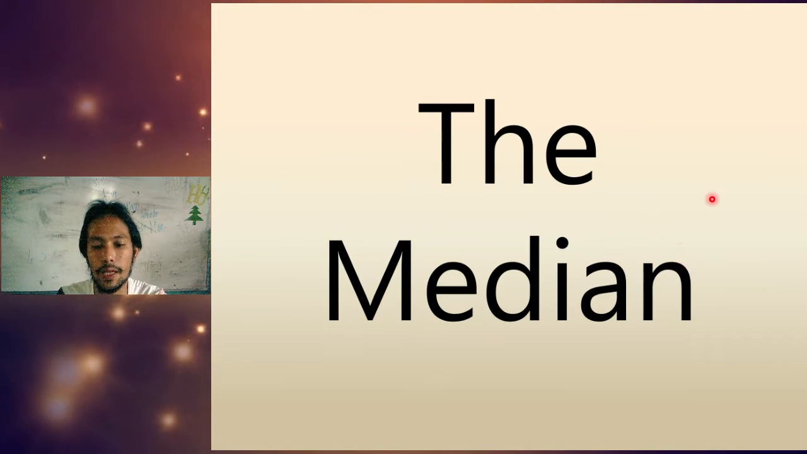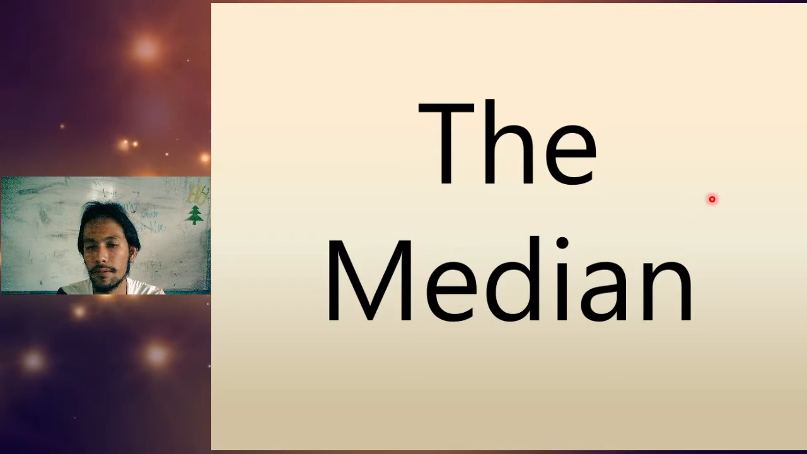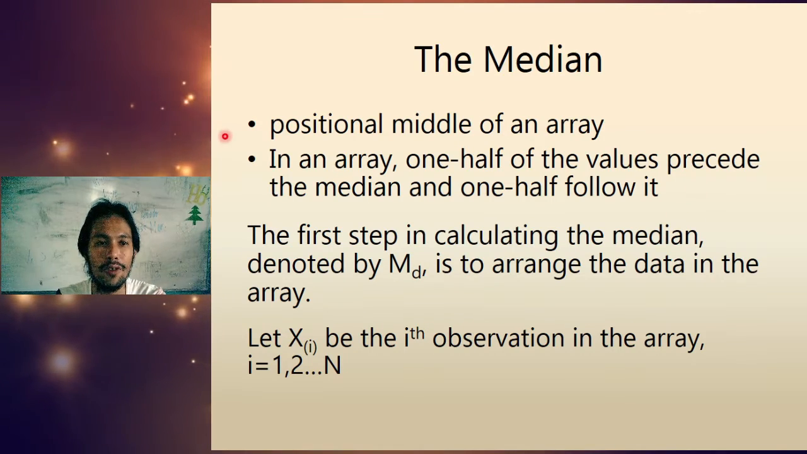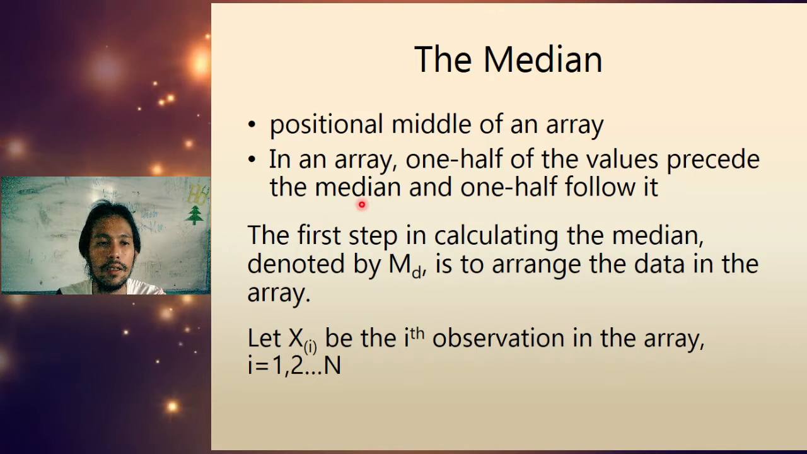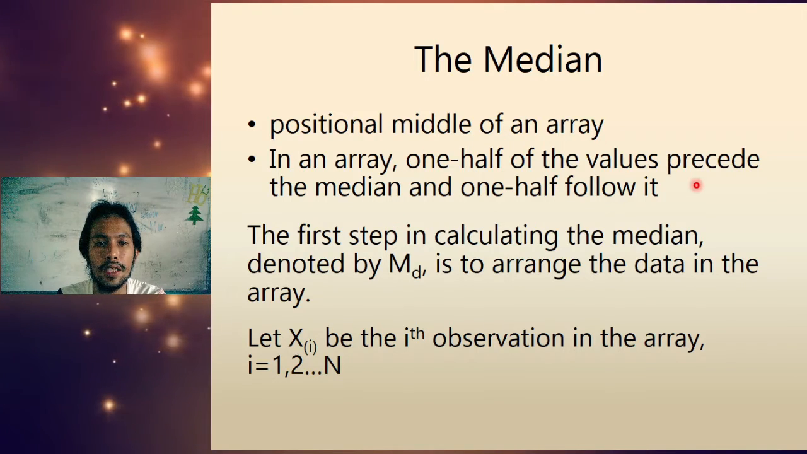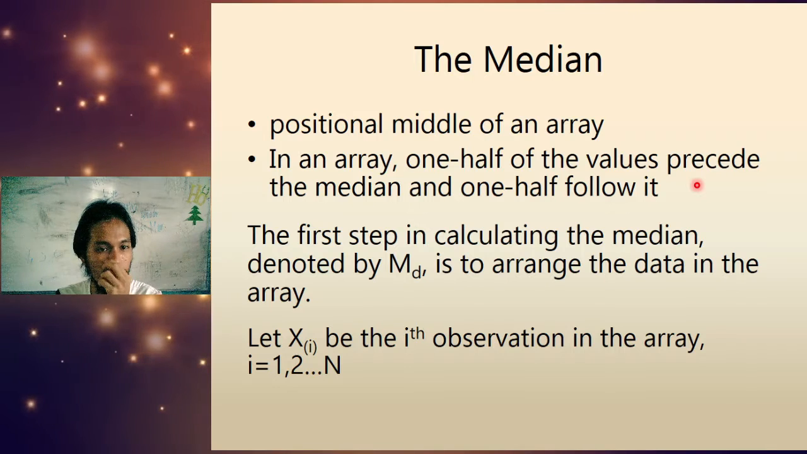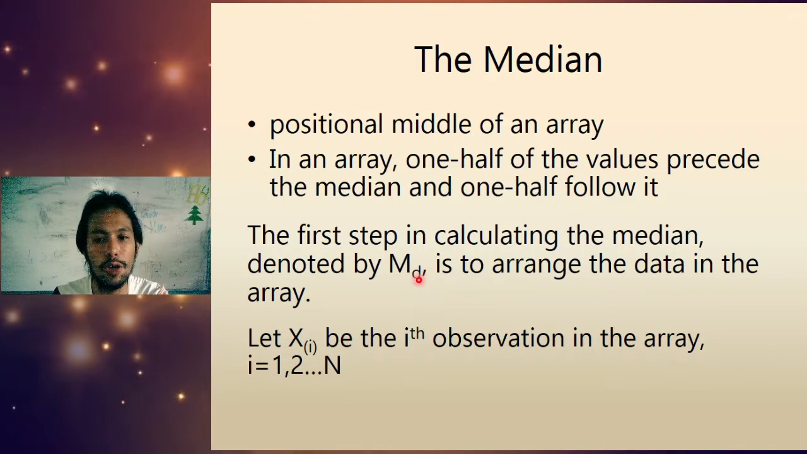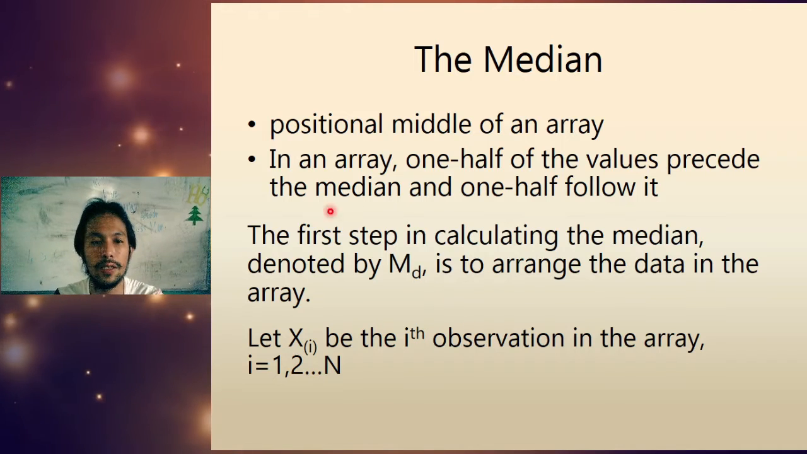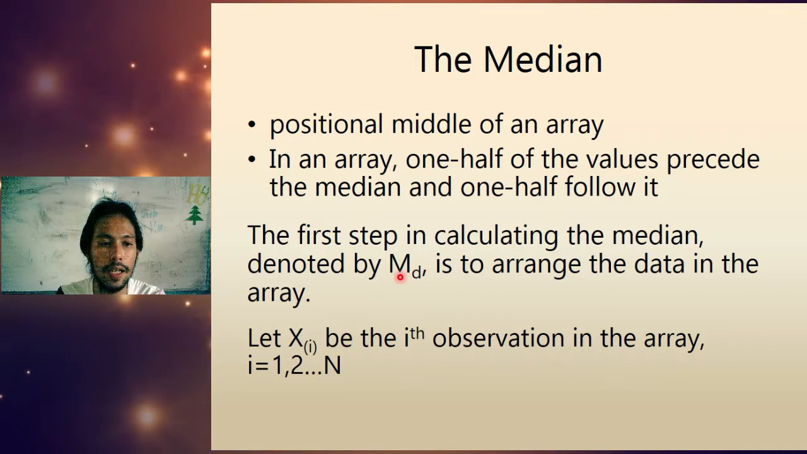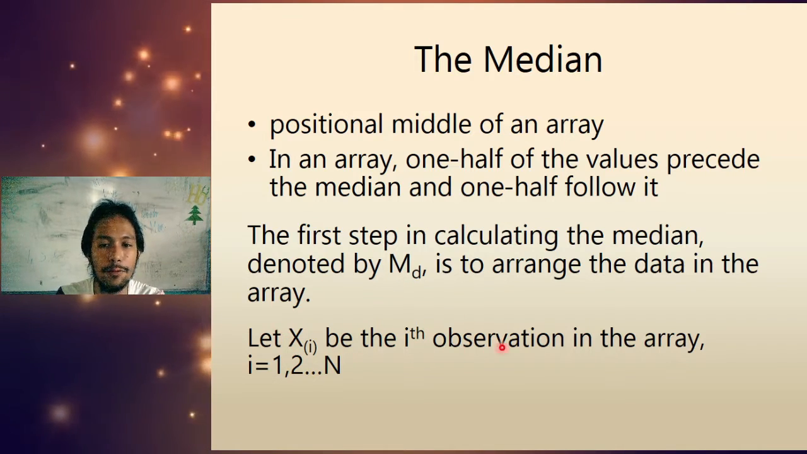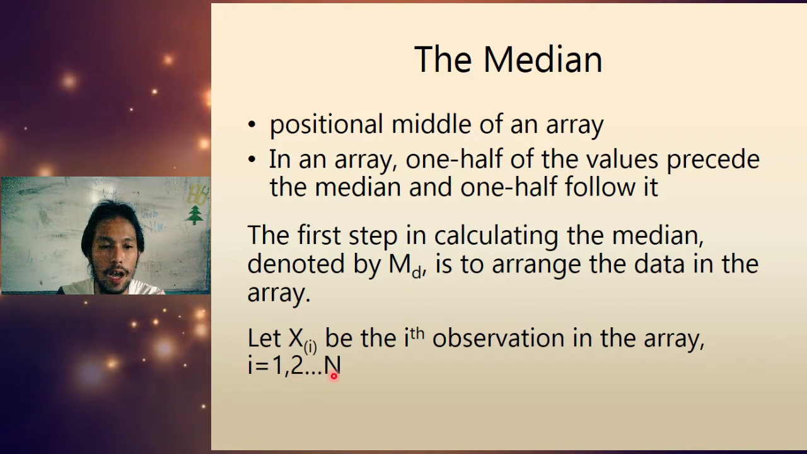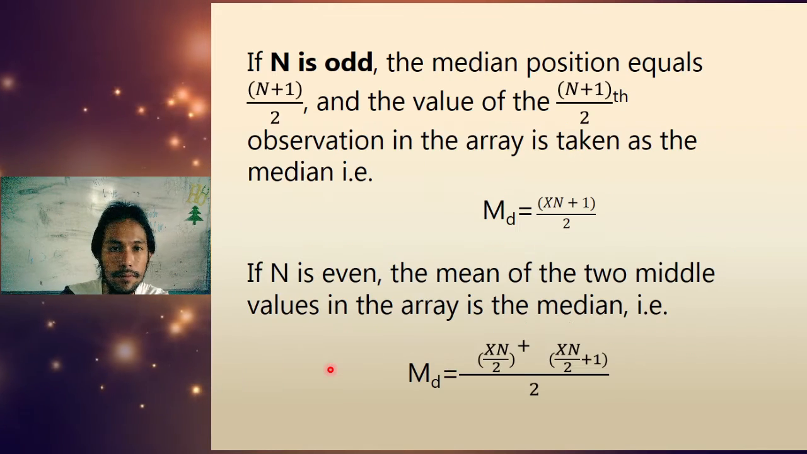Now let's move on to the median. The median is the positional middle of an array. In an array, one half of the values precede the median and one half follow it. The first step in calculating the median, denoted by m sub d, is to arrange the data in the array. Let x sub i be the ith observation in the array, where i equals 1, 2, 3, 4, 5, until n.